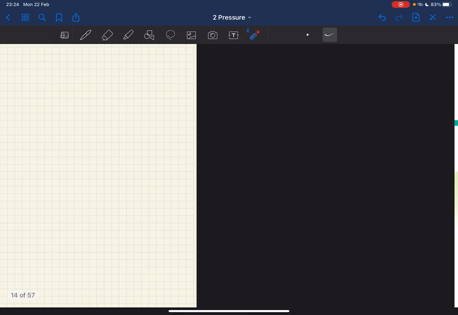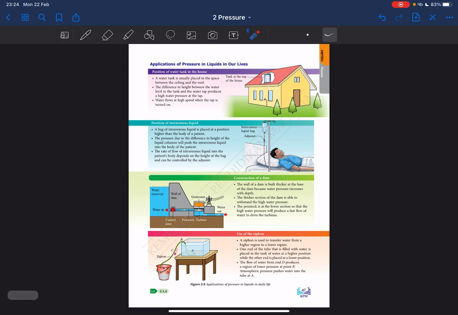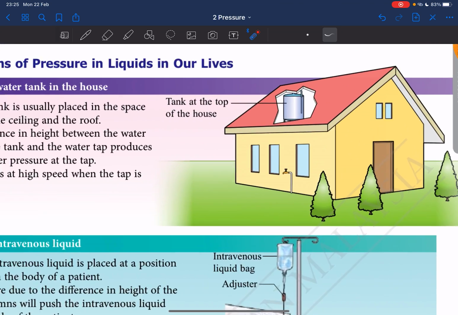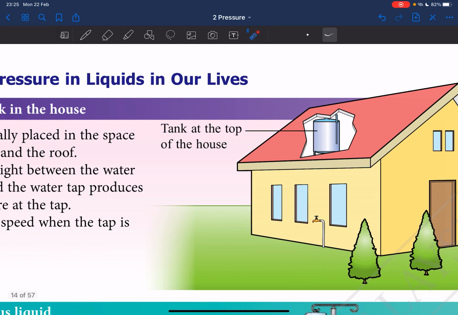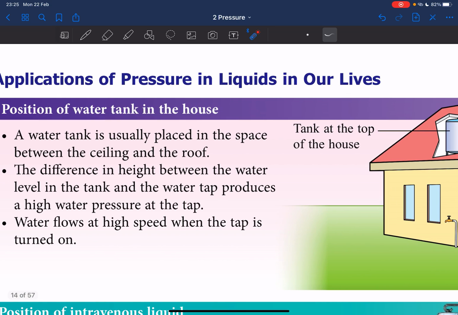So let's see next. Here are the applications of pressure in liquids in our lives. Let's see the first picture. The first picture is our water tank. Why is it put at the top of the house? Because it can flow with higher pressure, because it depends on height. So the higher the water tank, the higher the pressure we can get. So that is why.